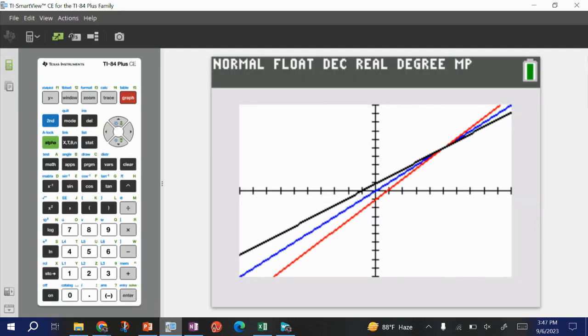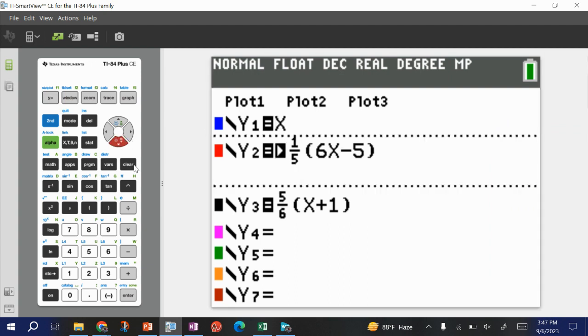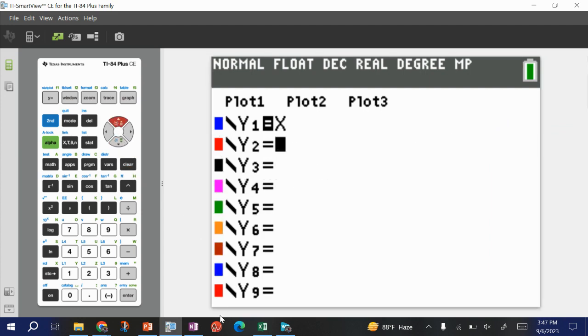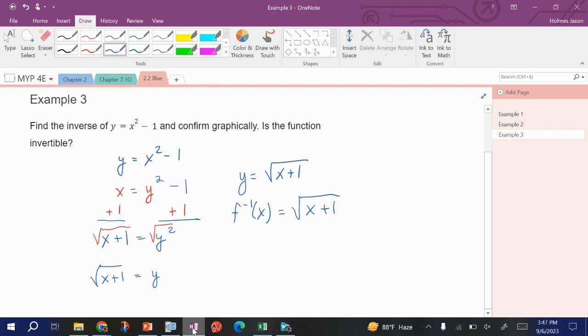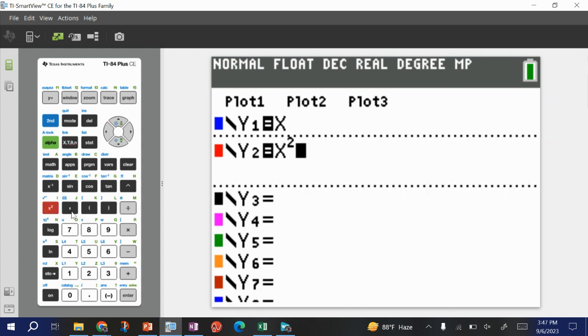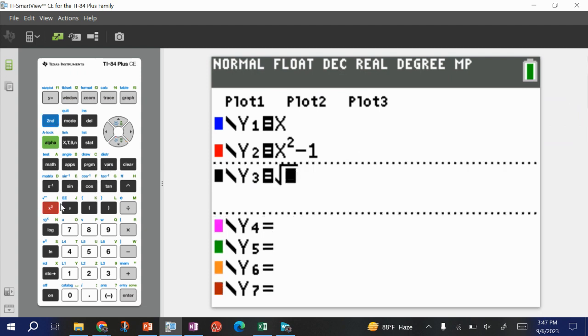So we're going to go to our calculator. We're going to keep y equals x. We're going to clear this out and clear this out. Let's put in the original one, x squared minus 1. And then we'll come down here and we'll say the square root of x plus 1. All right, so we'll go ahead and graph that.